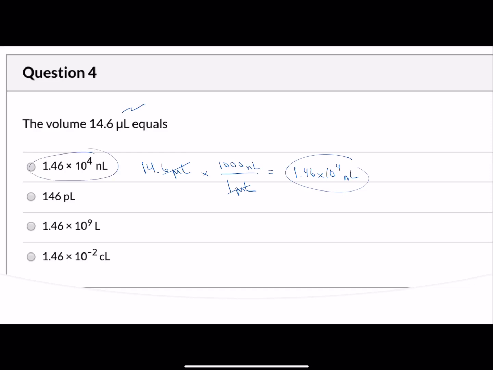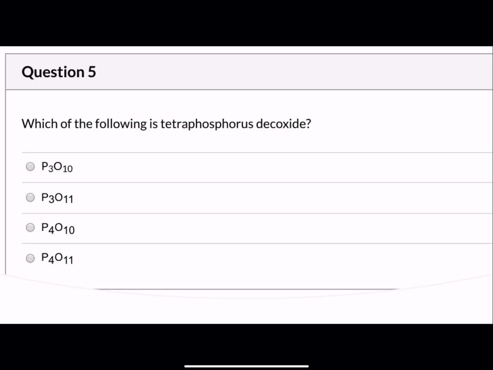Okay, let's take a look at question number 5, which deals with nomenclature. It says here, which of the following is tetraphosphorus decoxide? So you can see the elements that are in this compound are phosphorus and oxide, that indicates oxygen. So I have phosphorus, which is a nonmetal, and I also have oxygen, which is a nonmetal. So this is a covalent compound.